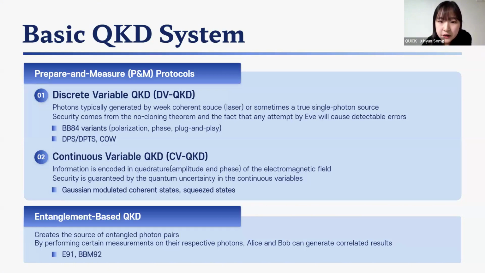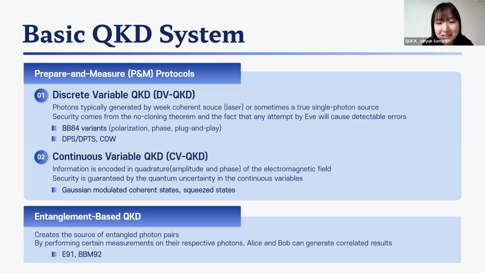The first one is discrete variable QKD. In DV-QKD, photons are typically generated using a weak coherent source like a laser or a true single photon source. Its security is based on the no-cloning theorem, meaning that an eavesdropper cannot copy quantum states without introducing detectable errors. The most well-known DV-QKD protocols include BB84 variants, and DPS and COW protocols.